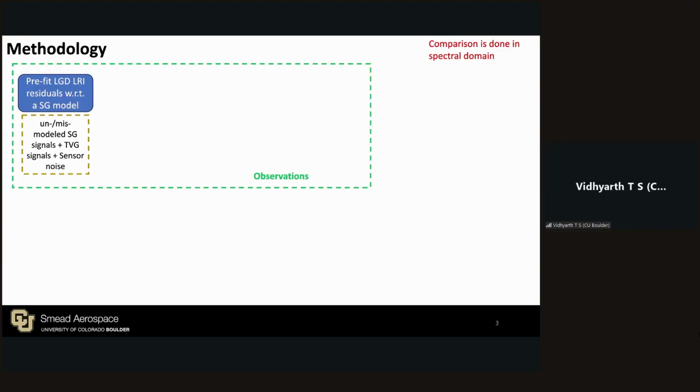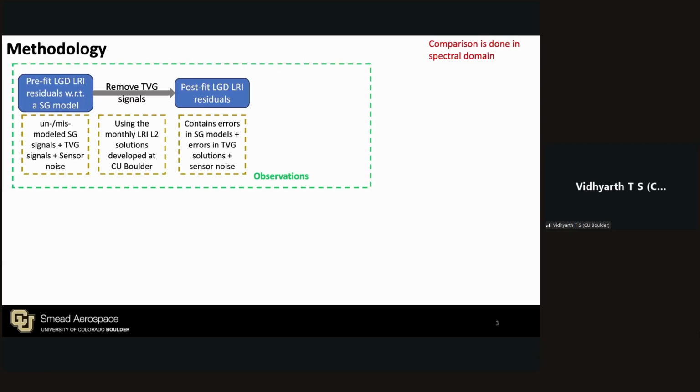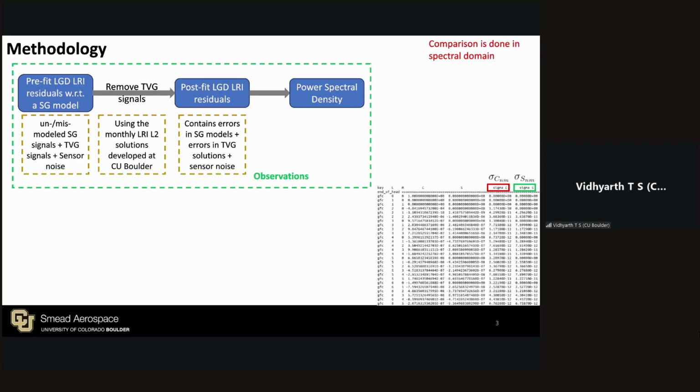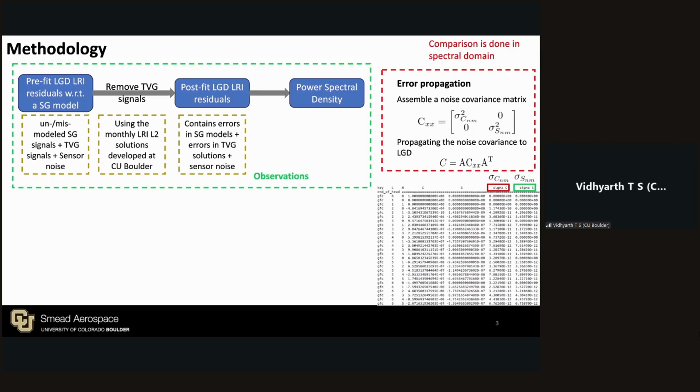When I remove the time variable gravity solutions, which are the LRI-L2 solutions developed at University of Colorado Boulder by Ghobadi-Far, I'm left with the post-fit LGD LRI residuals, which contain the error in the static gravity field models along with the errors in time variable gravity solutions and the sensor noise. Then I determine the PSD from this, which is the PSD of post-fit residuals. For the models, each model has its own errors, denoted as sigma CNM and sigma SNM. With that, we assemble the noise covariance matrix, which is CXX.